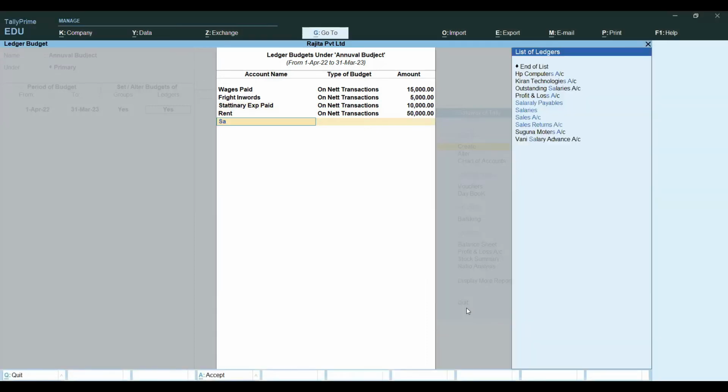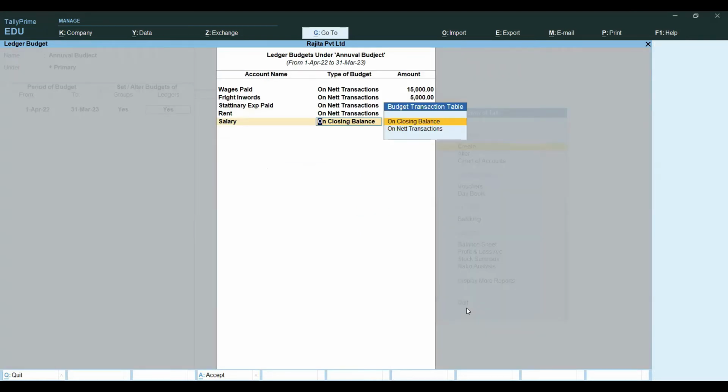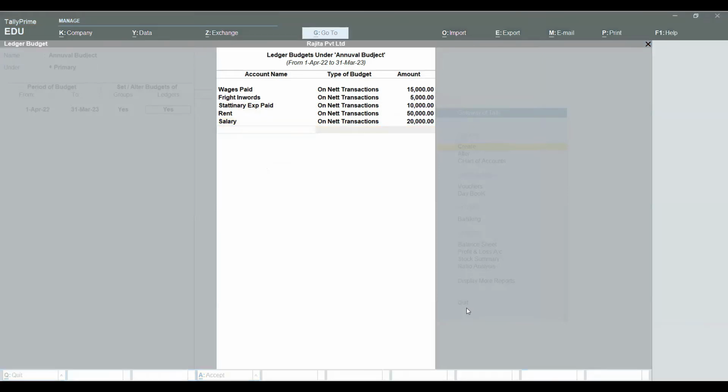Salary. Salary payable we have. Only salary we don't have. You can create it, ma. Alt C. Salary comes under indirect expense. And closing on net transaction. What is your salary estimation? 20,000 rupees, ma. Enter. Next, discount, ma.